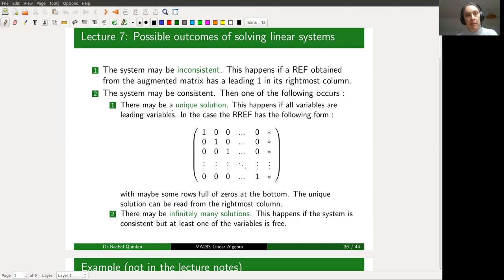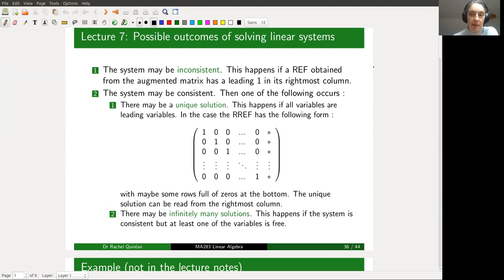So that occurs when, if you like, a row echelon form obtained from the augmented matrix has a leading 1 in its rightmost column, or it has a row where all the entries except the last one are zeros, but the last one's not 0. Okay, so if that happens, fine, that happens. There are systems which are inconsistent.